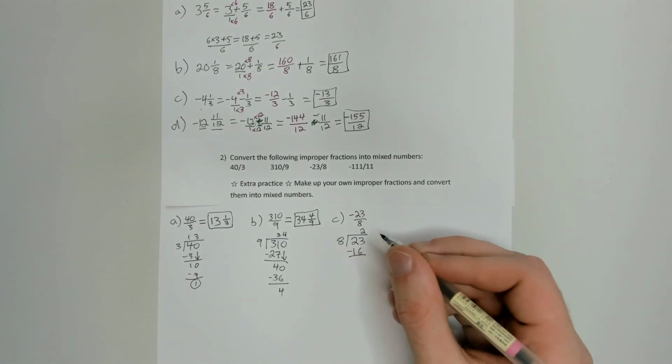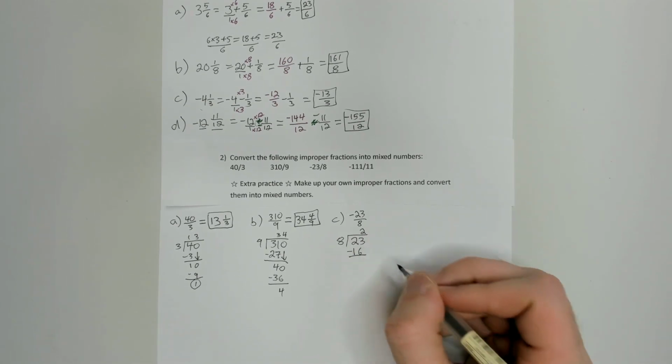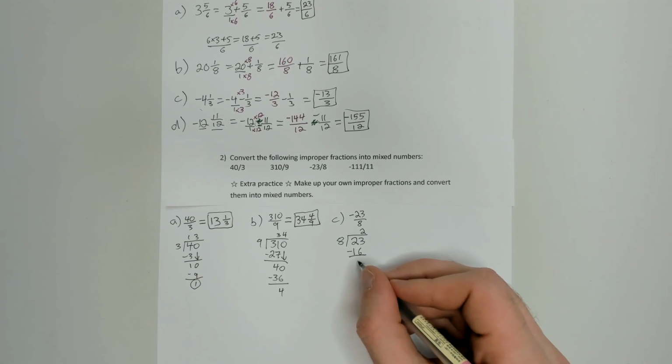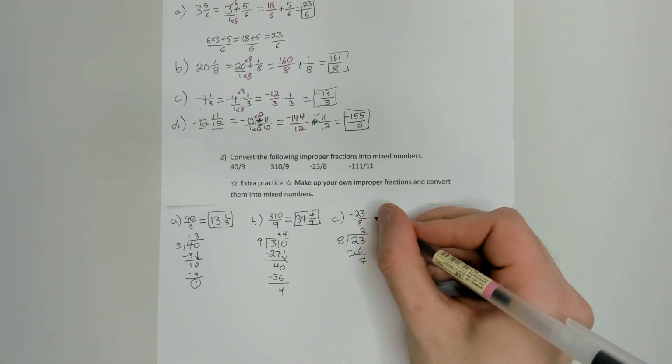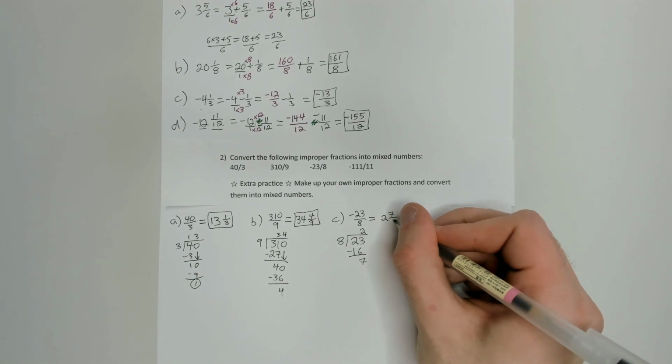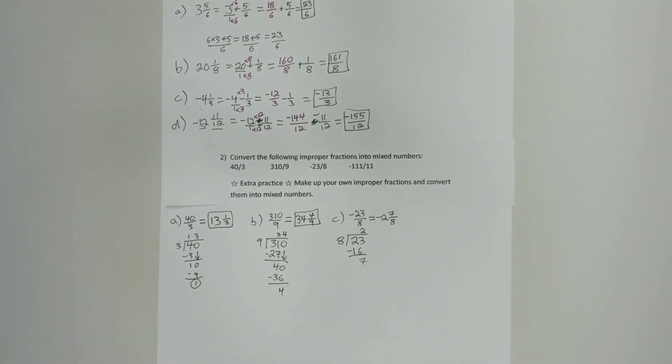It almost goes in 3 times, but 8 times 3 is 24, so it's a little bit too big. So we have to just go for 2 times. 2 times 8 is 16, subtract that off, we get 7. So what we get here is going to be 2 remainder 7, and that 7 we write as 7/8. But again, this is all negative, right, because of that negative in front of our 23 there.